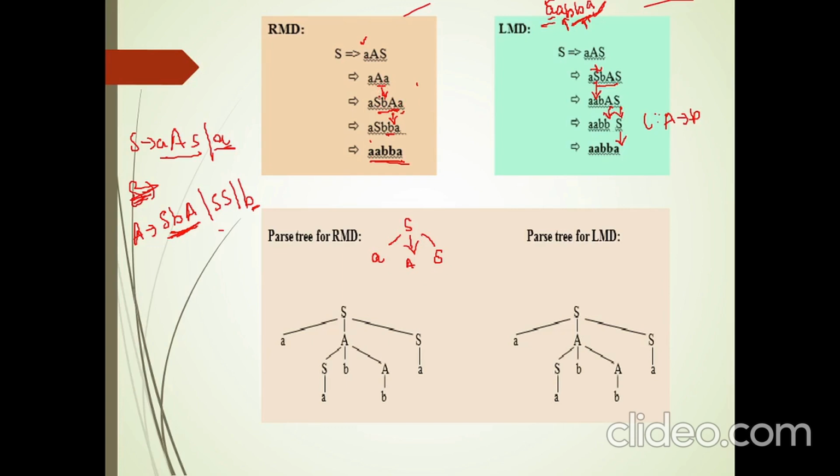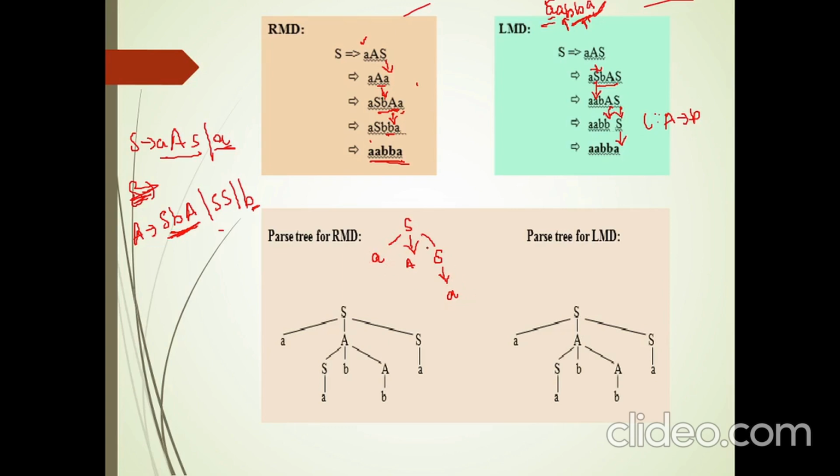Next one to apply: how did you get your next production? That is S gives A. Now it is based on the rightmost derivation, RMD. That's why I have applied S gives A, and only that portion you have to show. So as you can see here, the rightmost derivation is now what I have got after applying S gives A. So here also A.